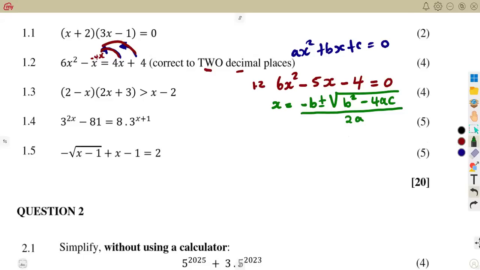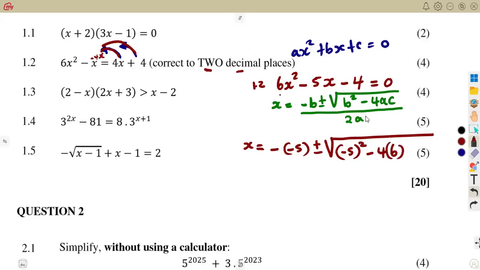So substituting our values, what is representing our a? As we can see, a is the coefficient of x squared, b is the coefficient of x, and c is our constant. So meaning to say, we are going to substitute: x is equal to minus b, the coefficient of x, which is -5, plus or minus the square root of b squared, the same b that we had, that's -5 squared, -4 times a, our a was 6, and our c is -4.